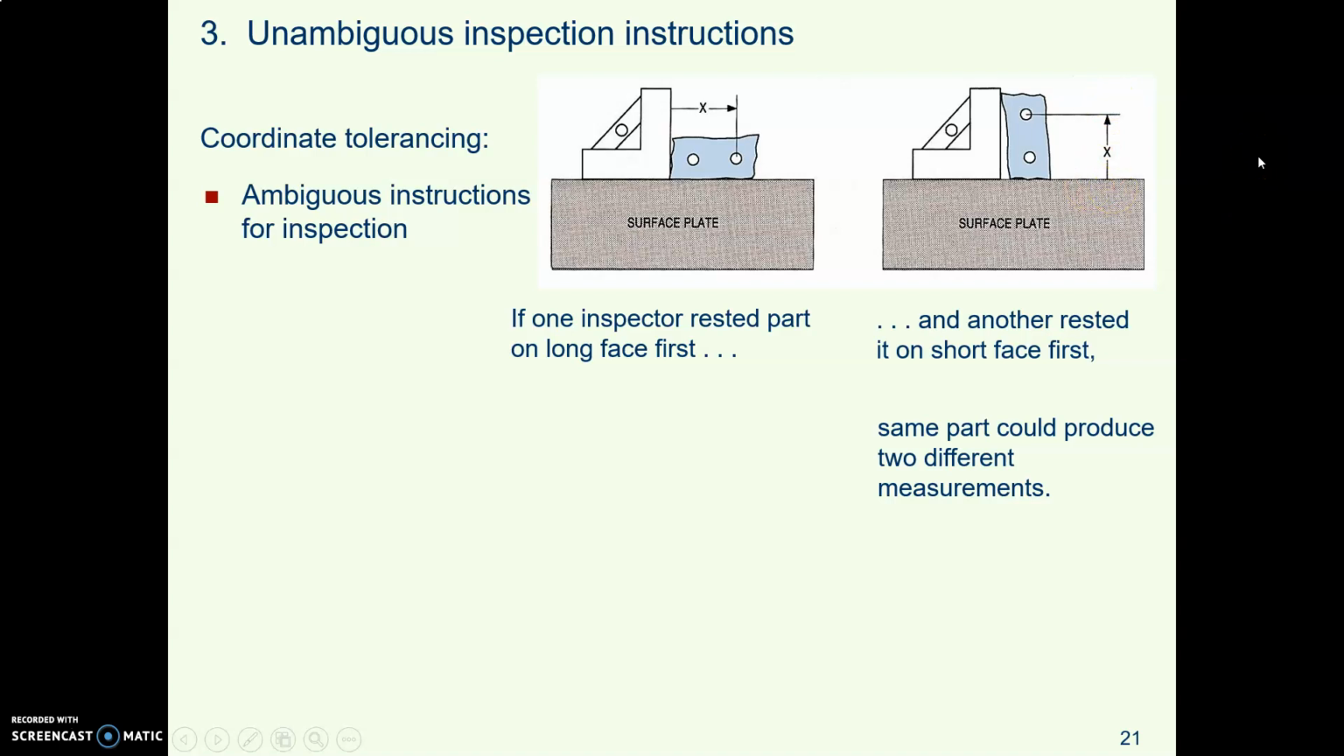Well, you might be able to imagine that those 2 inspectors are going to get 2 different readings on that hole location. And in fact, one of them might accept a part and one might reject a part, even though they're made about the same.